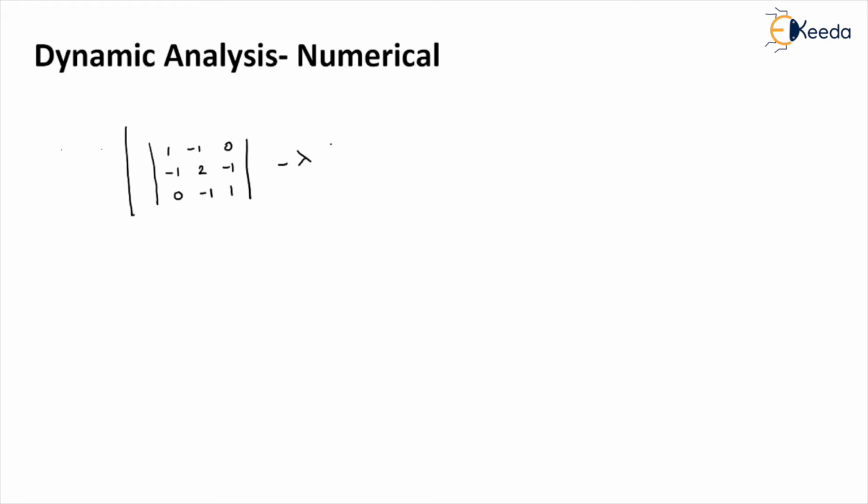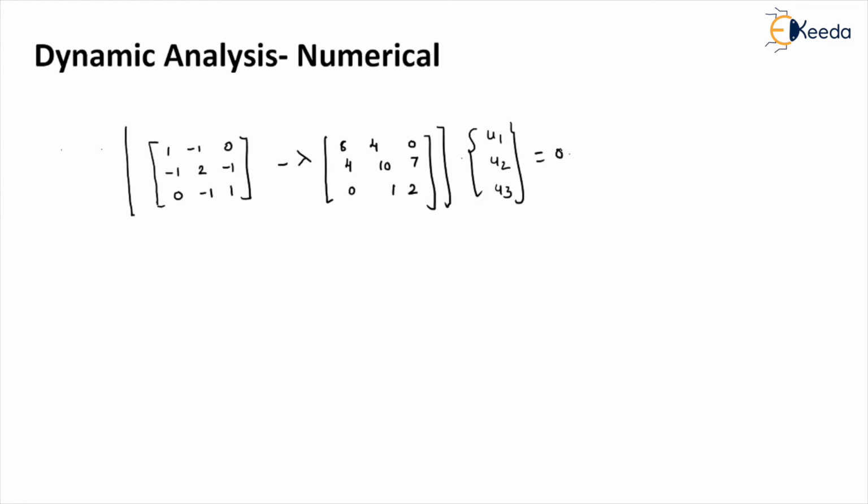So eigenvalue into the mass matrix, we have 8 4 0, 4 10 7, 0 1 2, whole into u1 u2 u3 equal to 0. Now in this equation we need to apply the boundary condition.